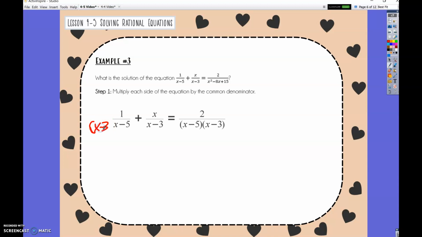So x minus 3 is needed on this fraction, and x minus 5 is needed on this one.